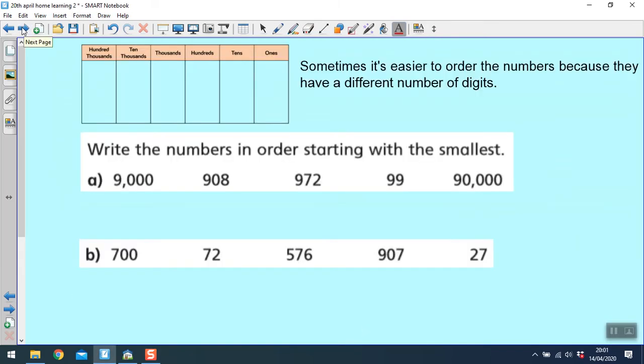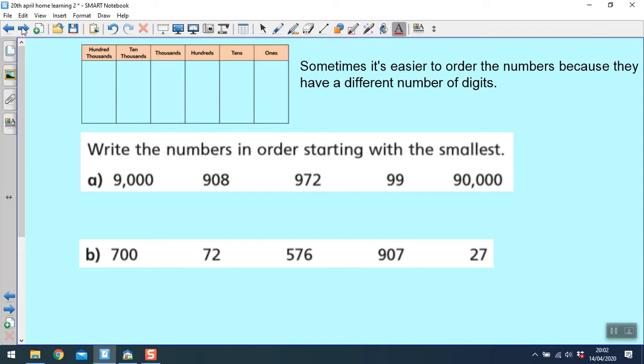Okay, let's move on. Write the numbers in order, starting with the smallest. Sometimes it's easier to order the numbers because they have a different number of digits. Sometimes if you've got 6 numbers and they've all got 4 digits, it can be quite difficult to order them, especially if they've got the same digits in a lot of places. But if they've got a different number of digits, it's a lot easier.